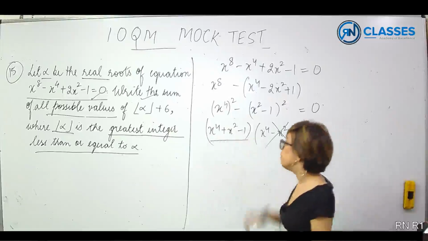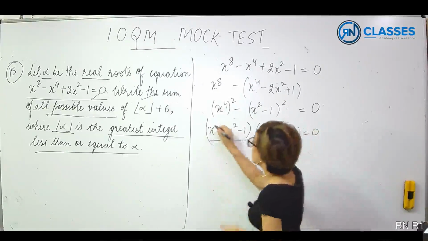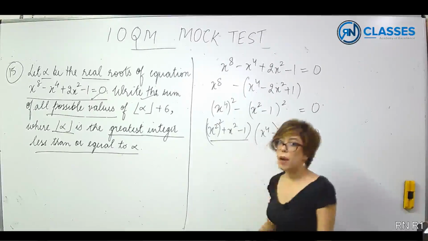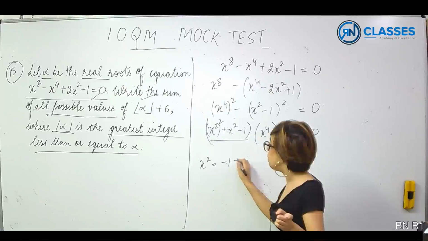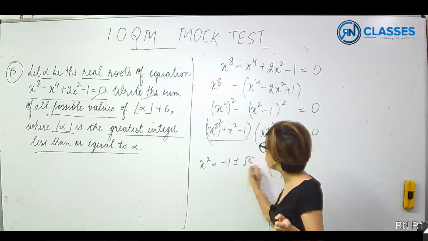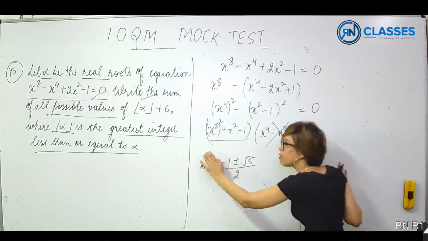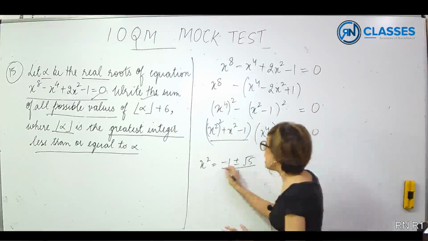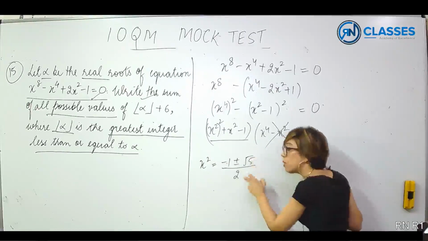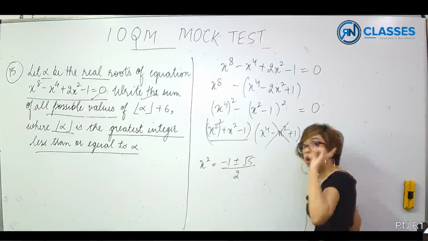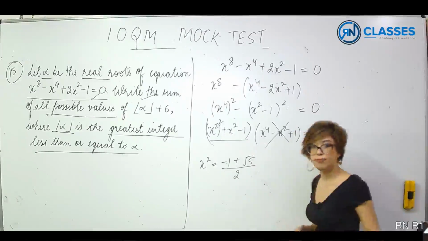From here, I can solve it. Now, treat this as a quadratic in x square. So, write x raised to 4 as x square whole square. Apply the quadratic formula. x square will turn out to be minus 1 plus minus root 5 by 2. Mind it, this is x square, so it's a positive quantity. It cannot be a negative quantity. So, that means minus 1 minus root 5 by 2 is already rejected. The only possible case is minus 1 plus root 5 divided by 2.